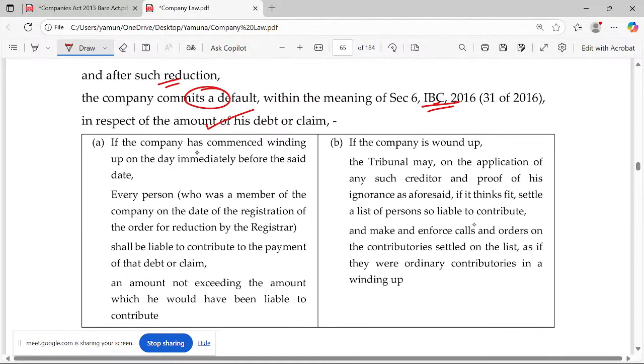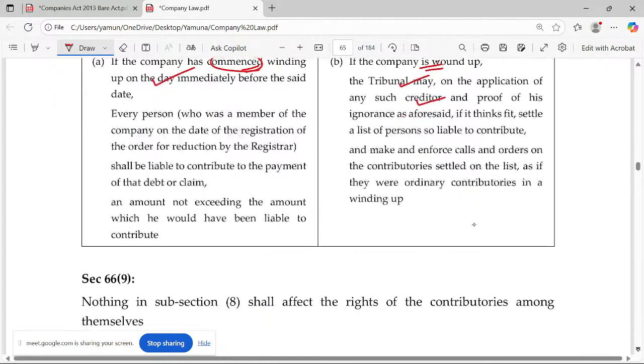So what happens is they'll check whether the company has commenced winding up on the day immediately before the said value, or the company is wound up. Here it is wound up because the tribunal has ordered it and the creditors have applied for it. Okay, you need not worry about this section because I have to refer to the IBC code. It's out of your scope, so you can comfortably leave this one.